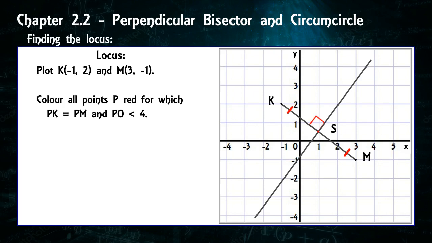Then we take a look at PO < 4. In case you forgot, O stands for the origin in the coordinate plane. And PO < 4 means we need to draw a circle with a radius of 4. So let's do that right now. When finished, we can color the correct locus. PK = PM means on top of the perpendicular bisector. But PO < 4 means the interior of the circle, which means that this line is the locus we've been searching for.